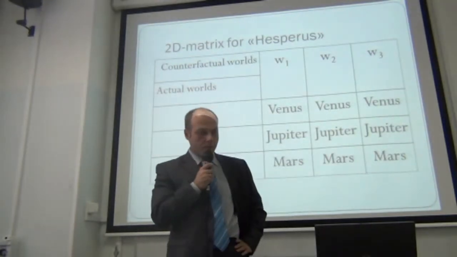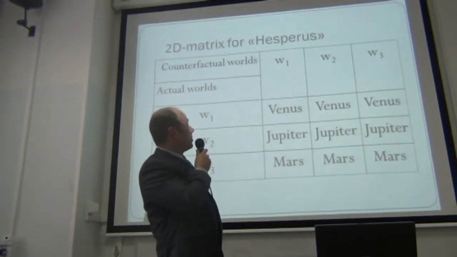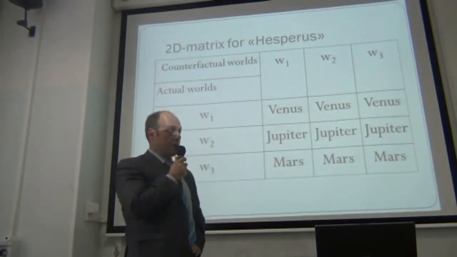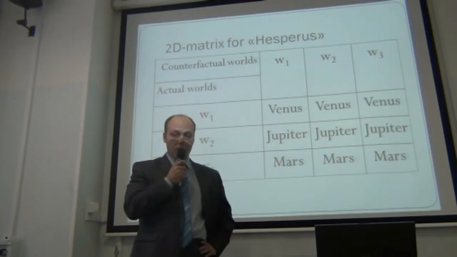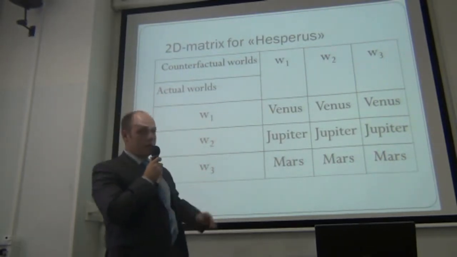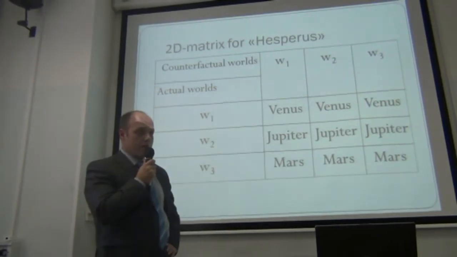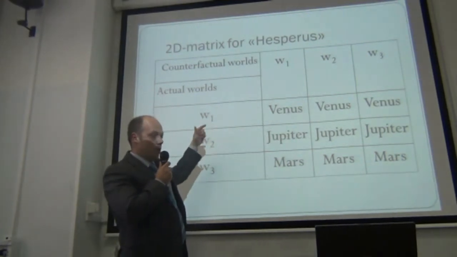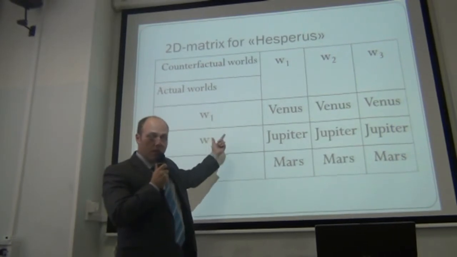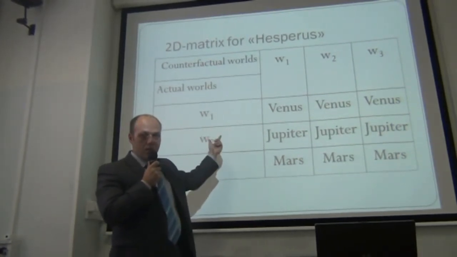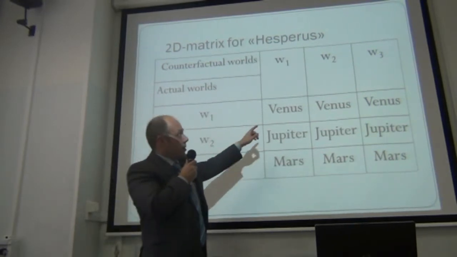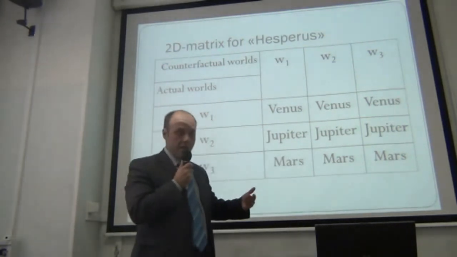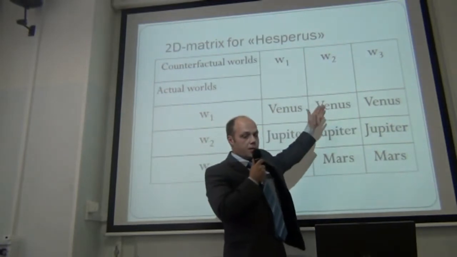Here is some example. You can see here in the top line worlds considered as counterfactual, and in the left column worlds considered as actual. So in these worlds, our sentences and our words gain their reference. And in these worlds, our sentences are compared to reality.